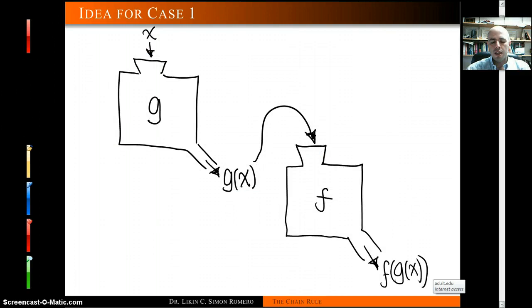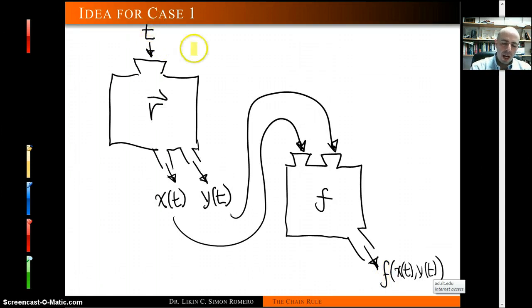So the idea is the chain rule is just a way of taking derivatives of compositions of functions. Composition of functions is just taking one function and then after that taking another function. So in this case, the chain rule is going to tell you, in functions of one variable, what the derivative of f with respect to x is.